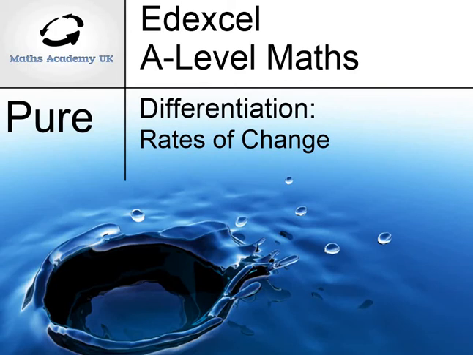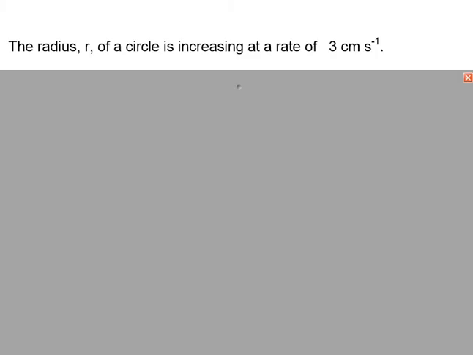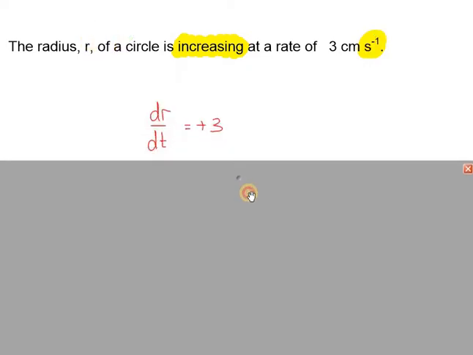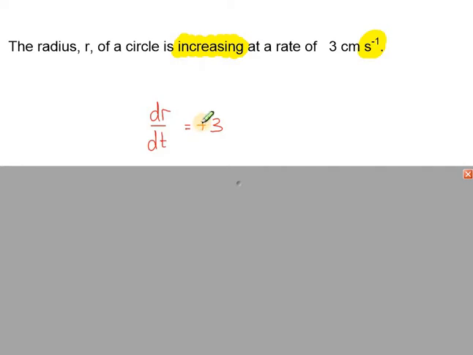Rates of change. We need to write this as a derivative. Because something's increasing, the derivative will be positive and it's with respect to time. So dr by dt is equal to 3, and that's a positive value for the increasing.